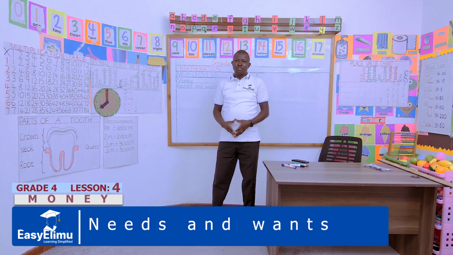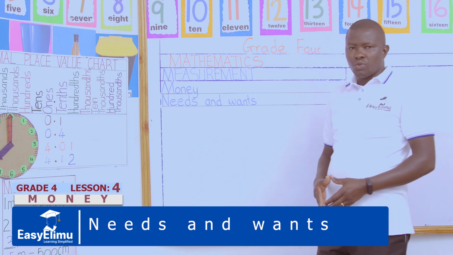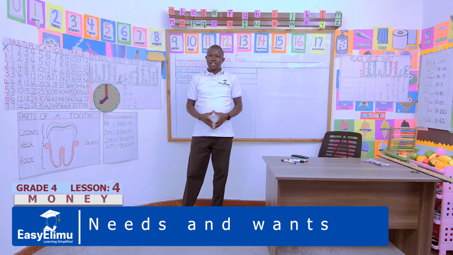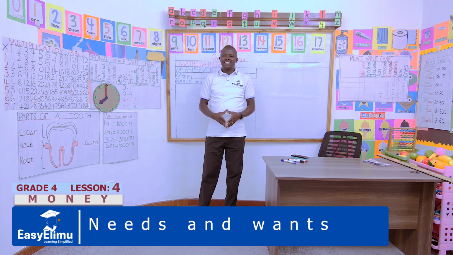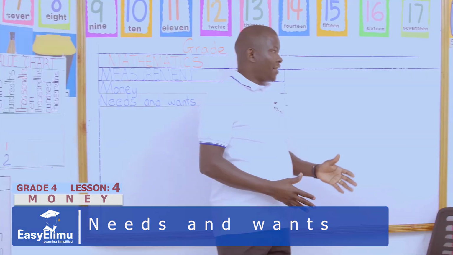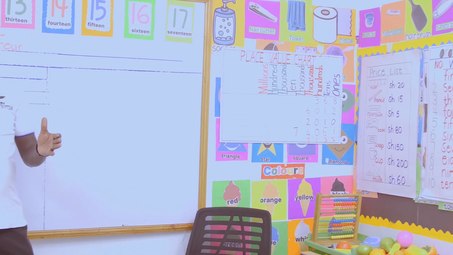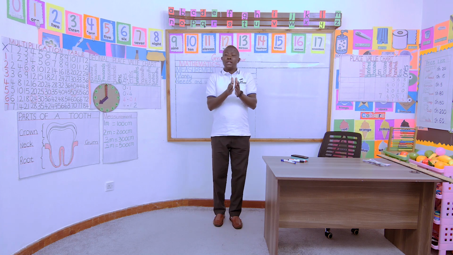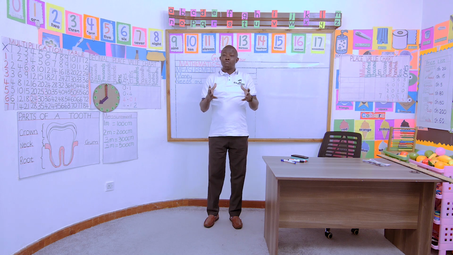For our lesson today in Grade 4 Mathematics, we are dealing with money, and today we'll be looking at needs and wants. Just to remind ourselves, in our previous lesson, we learned how to give balance. We had a price list, as you can see over there, and that price list contains items that you would like to buy from a shopkeeper. When you go to the shopkeeper, you tell him or her what you need, and he or she will give you a bill. A bill is the total amount of money that you have to pay per item.